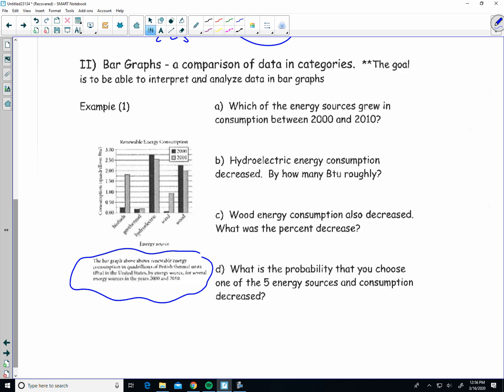So in question A, it says, which of the energy sources grew? So very simple connection with growing. They have to go up. So that one's obviously going up. That one's going up a smidge. That one's going down. That one's going up quite a bit. And that one's going down. So these guys crossing out are definitely not going up. None of those grew. So we say the biofuels grew. The geothermals grew.